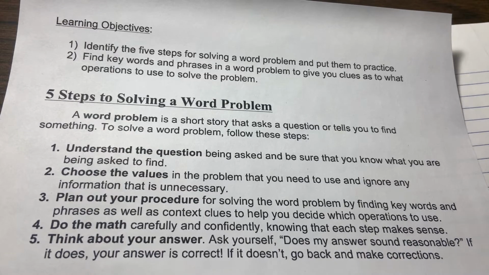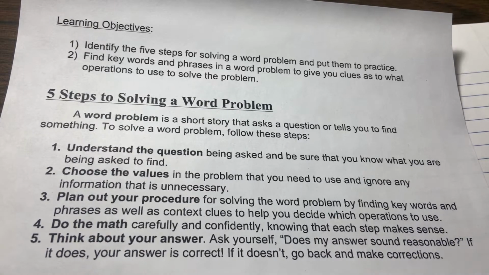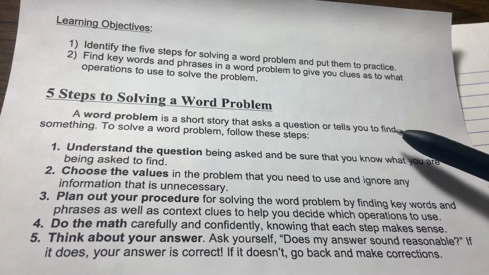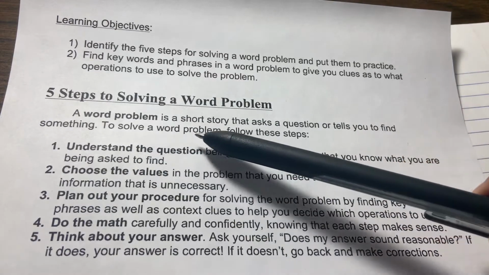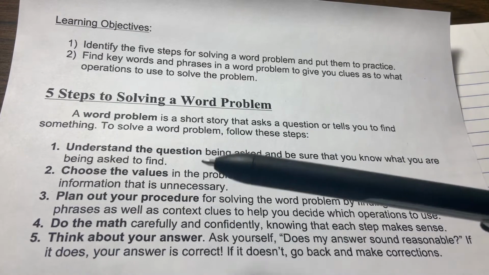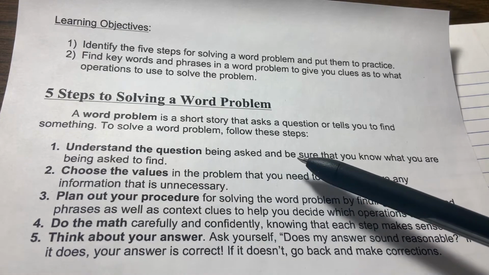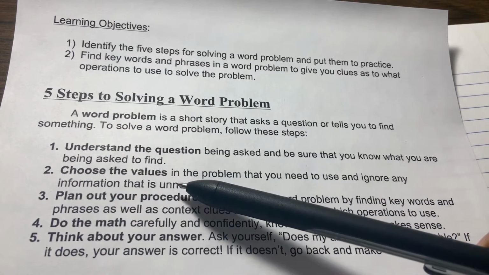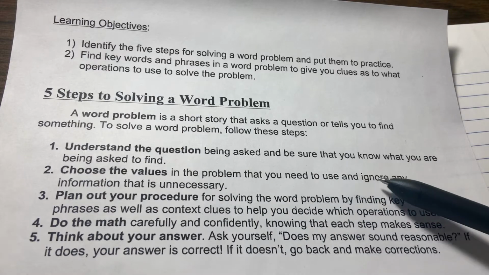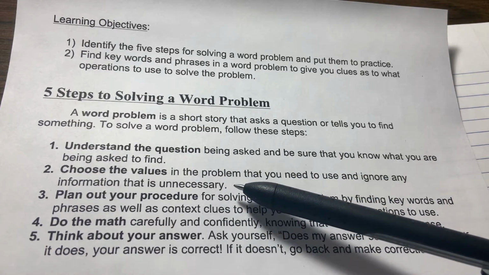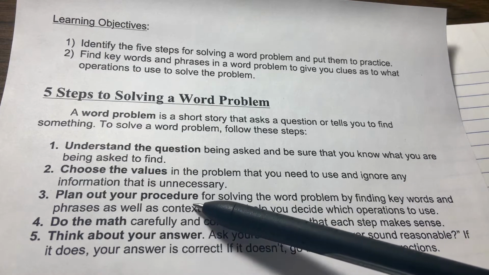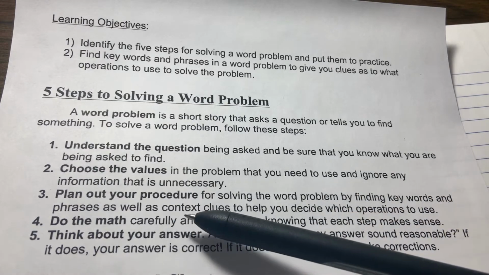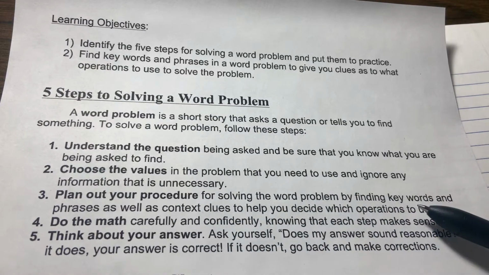Okay, so first let's take a look at our 5 steps for solving a word problem. A word problem is a short story that asks a question or it tells you to find something. To solve a word problem, follow these steps. So, step 1, understand the question being asked and be sure that you know what you are being asked to find. Step 2, choose the values in the problem that you need to use and ignore any information that is unnecessary. Step 3, plan out your procedure for solving the word problem by finding key words and phrases as well as context clues to help you decide which operations to use.